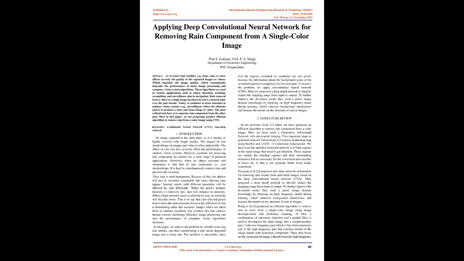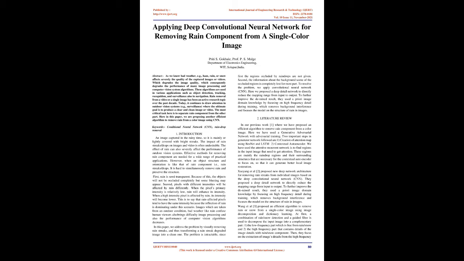2. Literature review. In our previous work 1, we have proposed an efficient algorithm to remove rain component from a color image. Here we have used a generative adversarial network with adversarial training. 2 important steps in generator network followed are 1. Creation of attention map using ResNet and LSTM, 2. Contextual autoencoder.